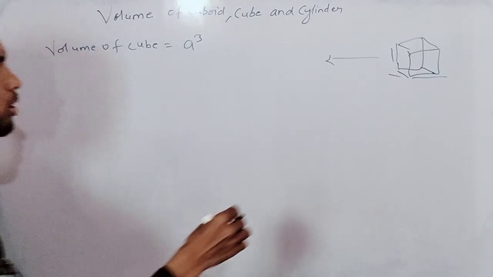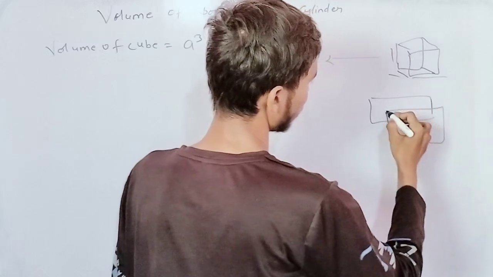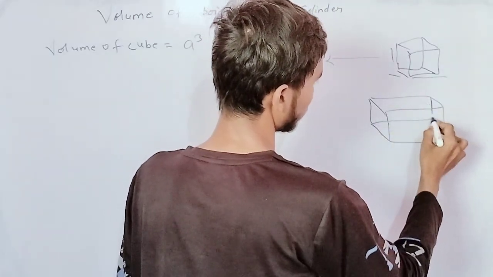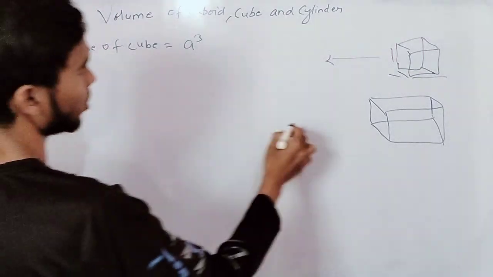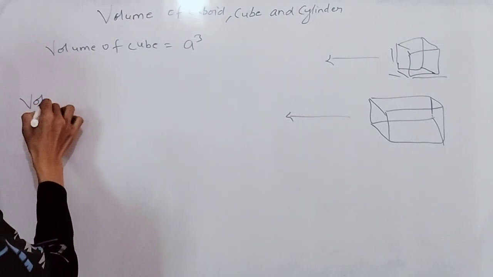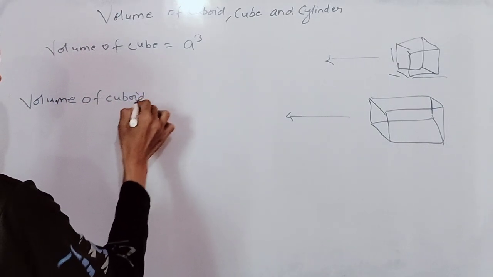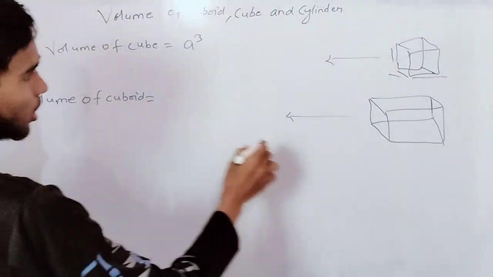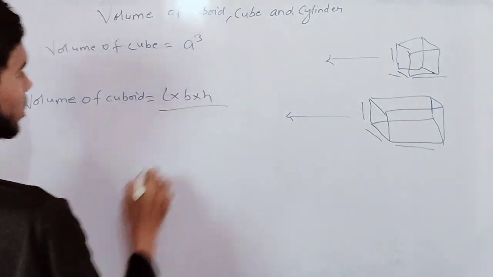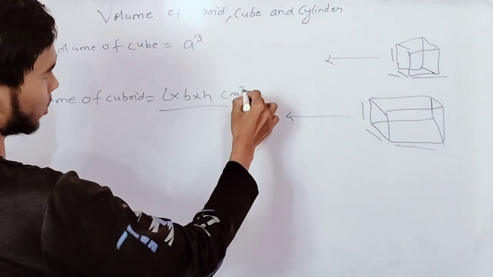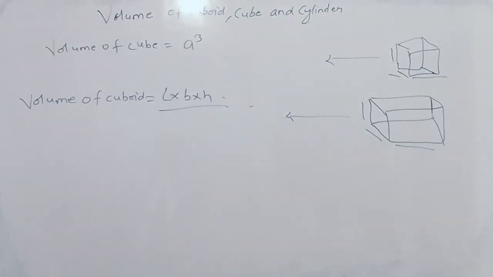Now next, volume of a cuboid. A cuboid is one in which the surfaces are rectangles like that. So the volume of a cuboid would be L multiplied by B multiplied by H. That's it. And we will apply it like that, with centimeter cube as the units because it is volume.